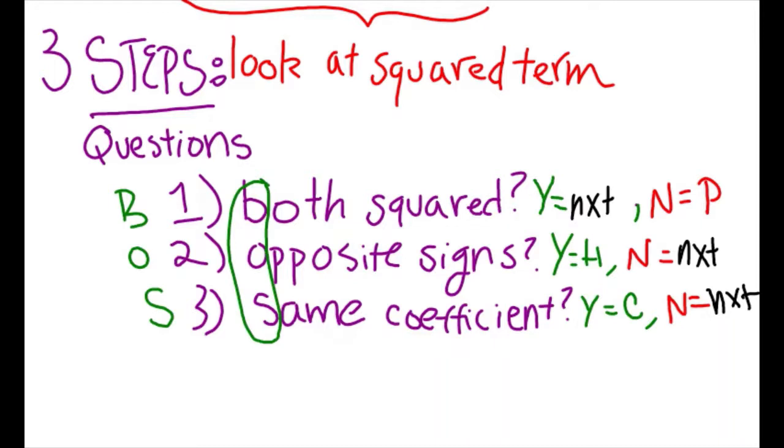Our second question is, do the squared terms have opposite signs? If yes, it's a hyperbola. If no, then go to the next step. Our third question is, are the squared terms multiplied by the same number? If yes, it's a circle. If no, it's an ellipse. Let's look at some examples.